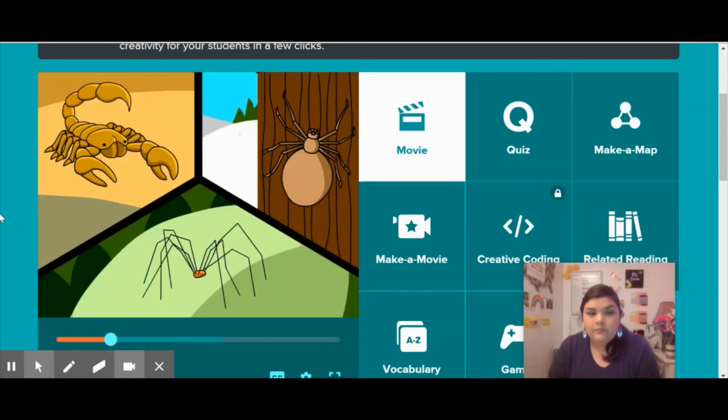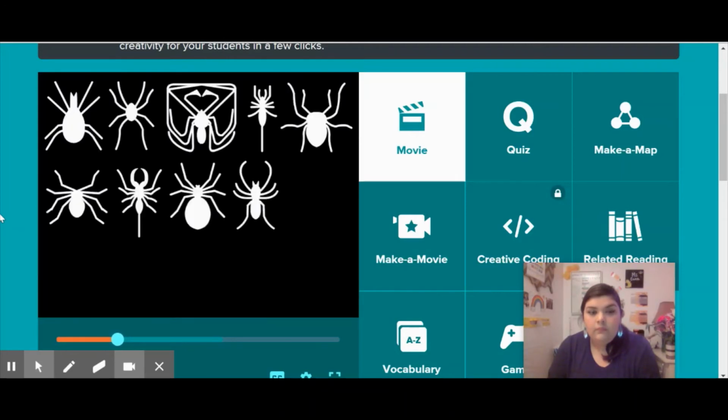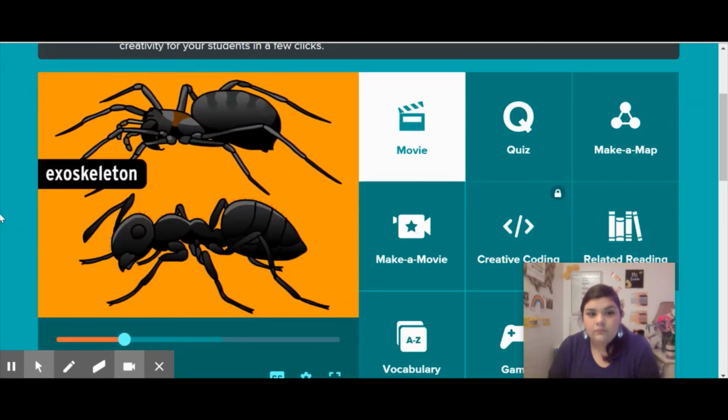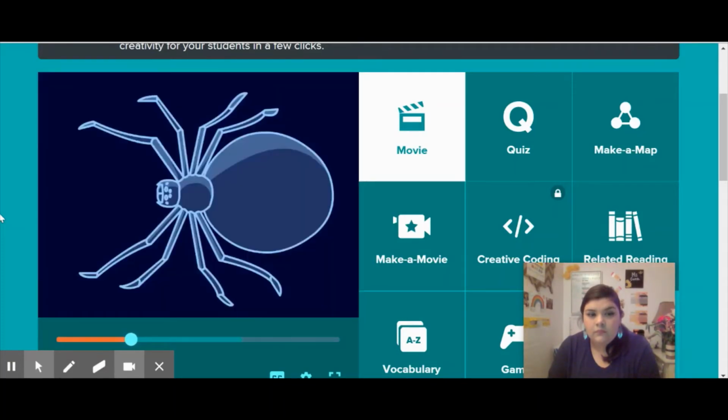Arachnids are some of the most adaptable animals around. You can find them all over the world. There are over 70,000 different species. Like insects, arachnids have a hard exoskeleton and jointed limbs. But unlike insects, they have 8 legs instead of 6, no antennae or wings, and a 2-segment body.